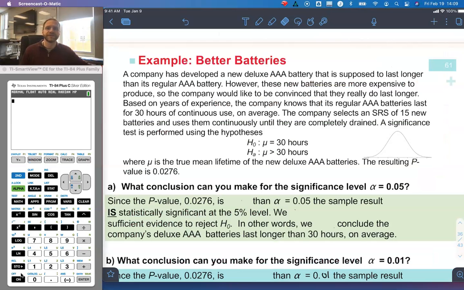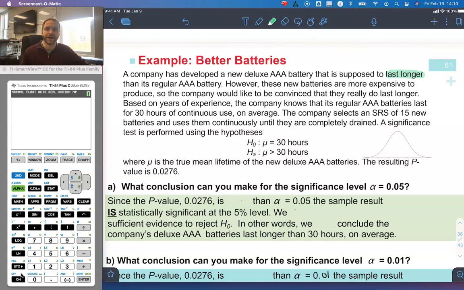So we're going to use this example of better batteries to help us better understand the relationship of p-value and significance level. In this example, a company has developed a new deluxe AAA battery that's supposed to have a longer battery life than their previous AAA battery. The problem is these batteries cost more to produce. And by the way, right off in this first sentence, it says it's supposed to last longer. So when I'm reading the prompt, I'm thinking my alternative has to be greater than, because they're supposed to last longer. So that's where I'm leaning right now.